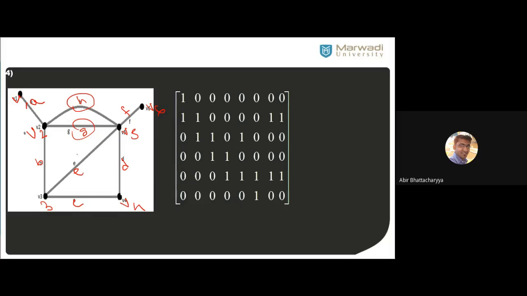If you observe, this is G, this is H. Both are having the same column. 0, 1, 0, 0, 1, 0. Similarly, 0, 1, 0, 0, 1, 0. So these two columns are the same. That's why we have a parallel edge. Okay.